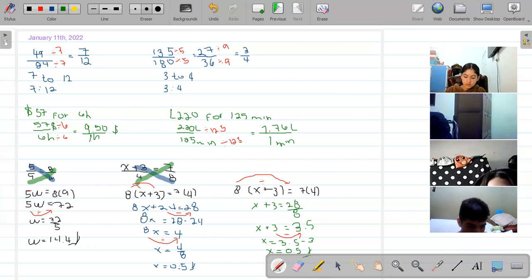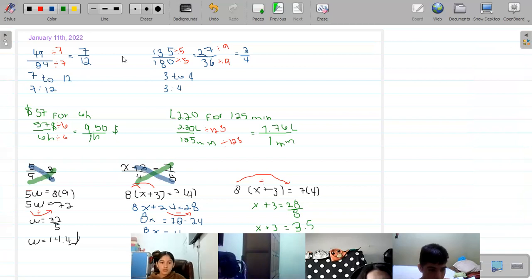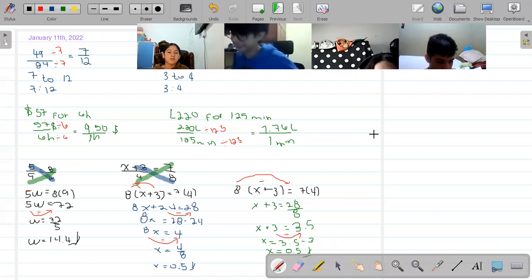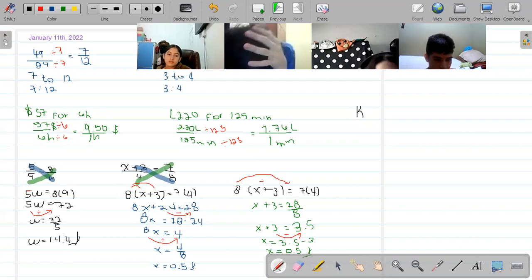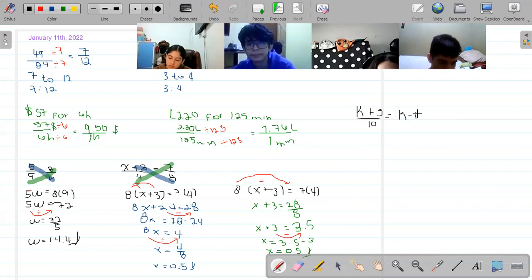One more. I'm going to move this up here. Okay, so one more exercise. I'm going to do it over here, also in black. This is exercise 37. It's a little bit more complex, okay? So we got (k + 5) over 10 equal to (k - 12) over 9. Okay, what am I supposed to do over here?